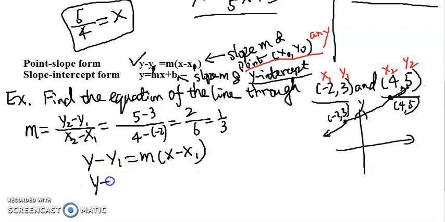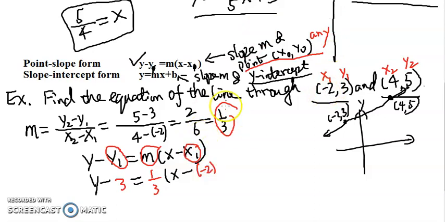So the formula is y minus y1 equals m times x minus x1. Remember, y and x are going to stay. But for y1, we're going to use 3. And for the slope m, we have already found it, which is 1/3, so we replace it with 1/3. For x, we keep it, but for x1, we plug in -2. And now we've got our equation.